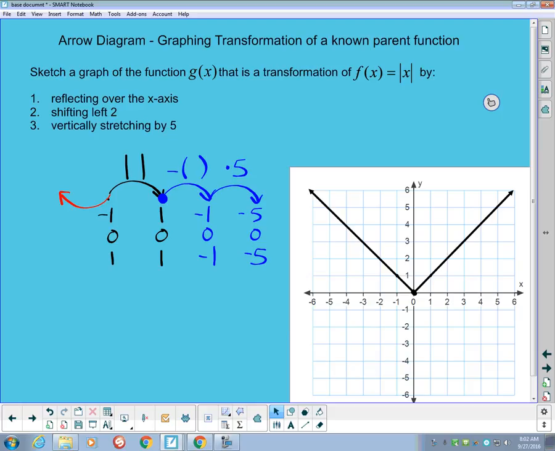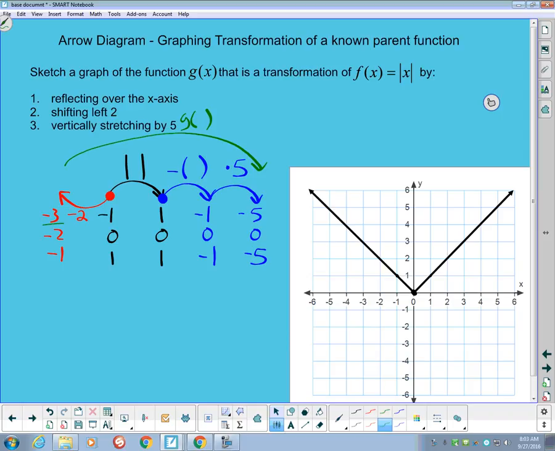On the input side, the red arrow is acting on the inputs of the parent function. It was shifting left 2, so that is subtracting 2, because left is where the negatives are. That says subtract 2 from the things at the beginning of that arrow. So -1 minus 2 is -3, 0 minus 2 is -2, and 1 minus 2 is -1. Now I have a new set of inputs at the very beginning, because our transformed function, this one big arrow, represents g. It has inputs of -3, -2, and -1, and corresponding outputs of -5, 0, and -5.